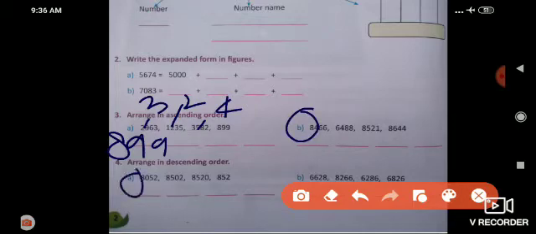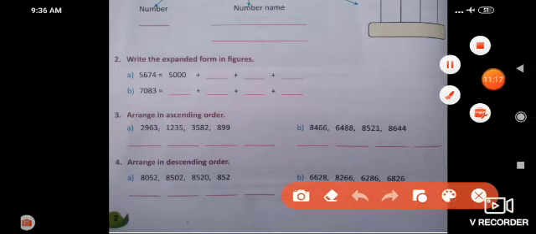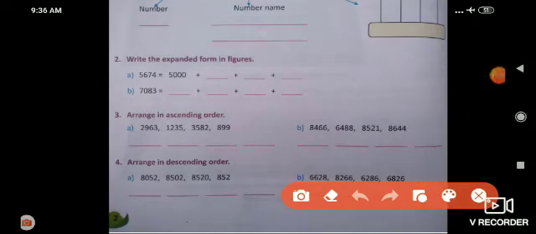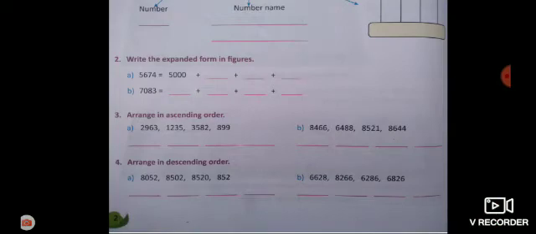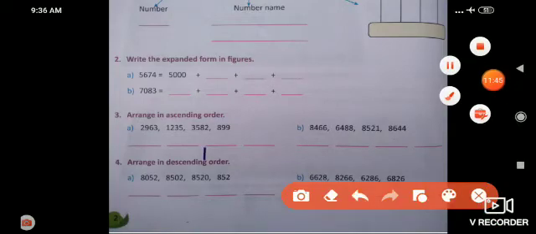Next we are going to see descending order. Descending order means larger number to smaller number. Now see here, which is the largest number? 8520. Then you compare with this 8502. So this is the larger. Then also you compare with this 8052. Now this is the largest number. Write this number, 8520. Right? This is the first one.